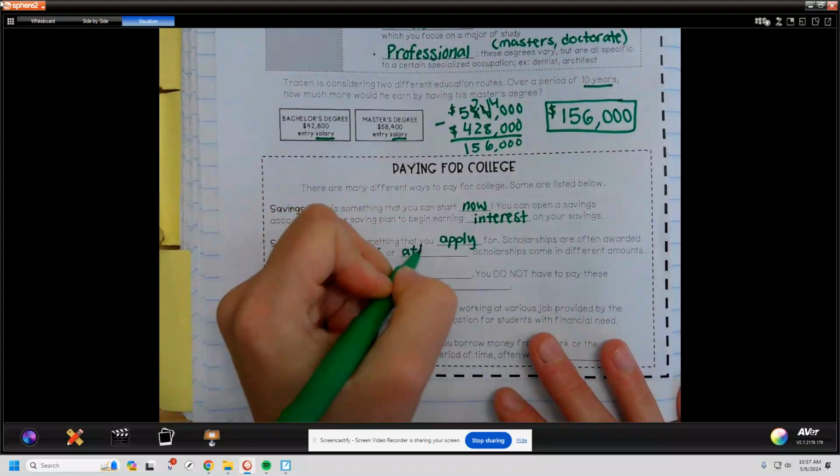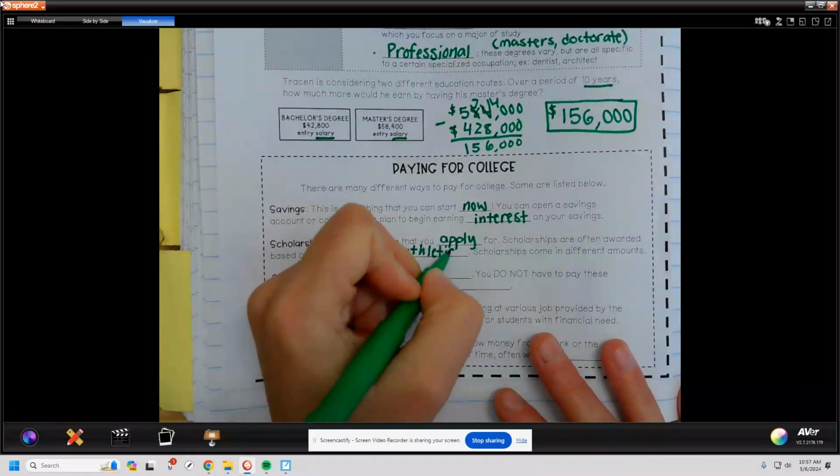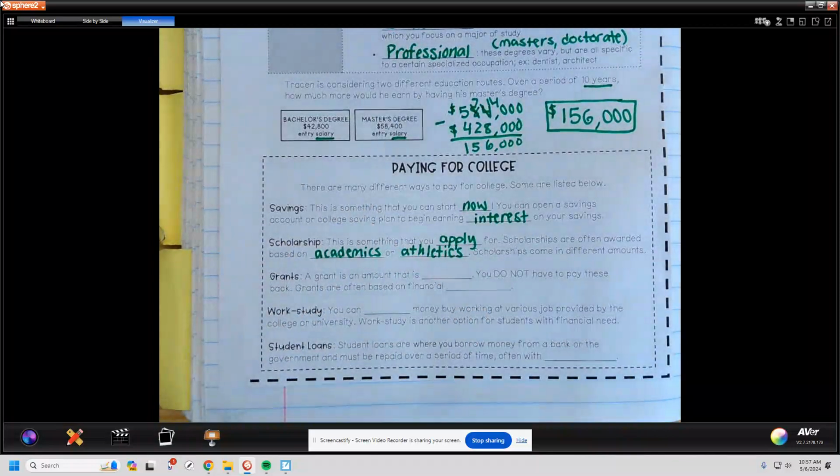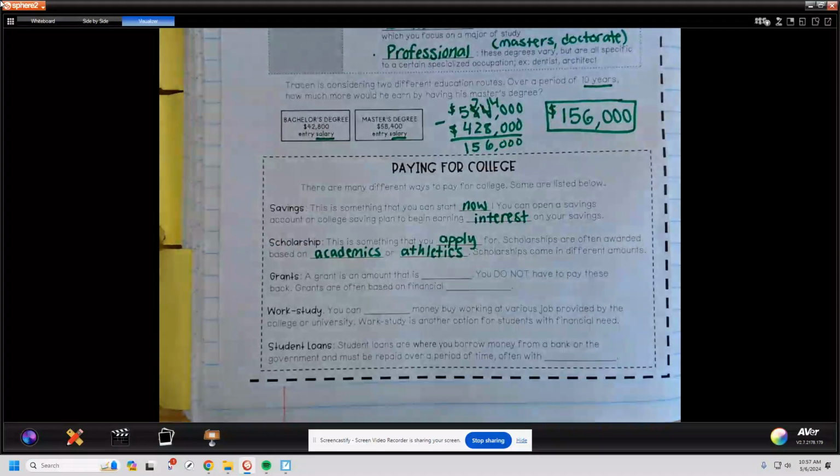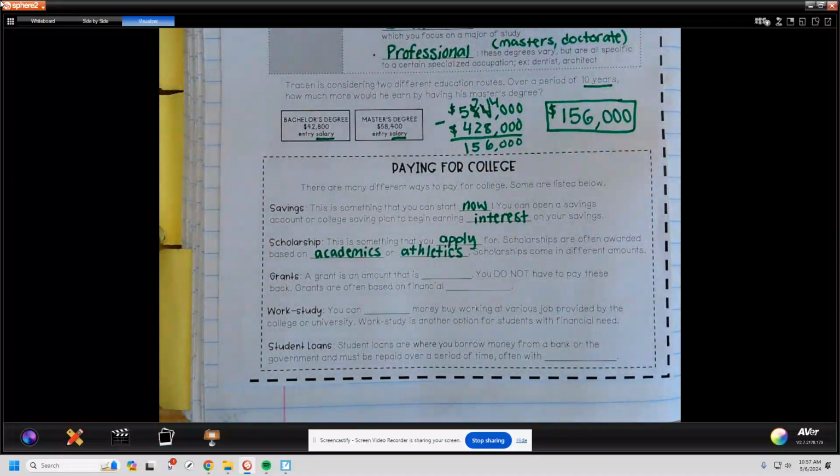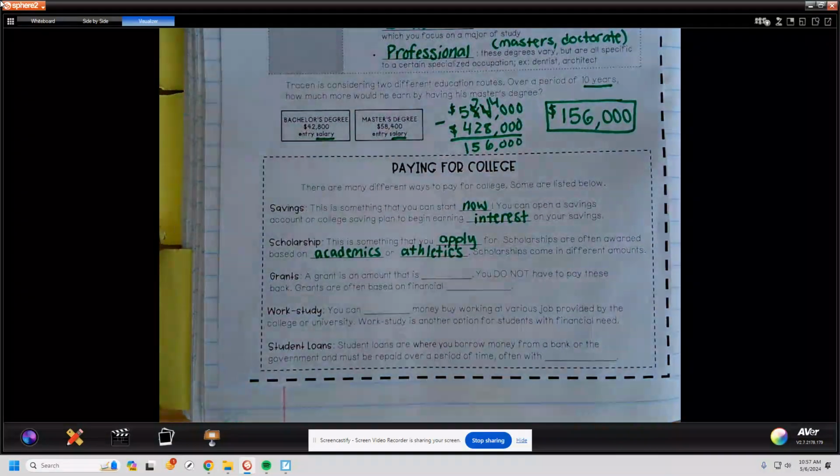Other scholarships are based on athletics. If you're really good at a certain sport, you might get a scholarship to go to college and play that sport. And scholarships come in different amounts. Sometimes a scholarship might just be like $1,000. Sometimes it might be like $20,000. Or sometimes you might get a full ride scholarship. Only very few people get that, but a full ride is like they're going to pay for your whole college. So that's a lot of money.